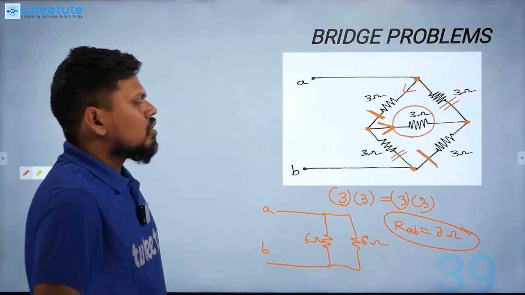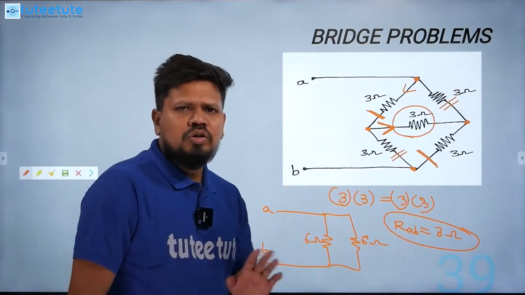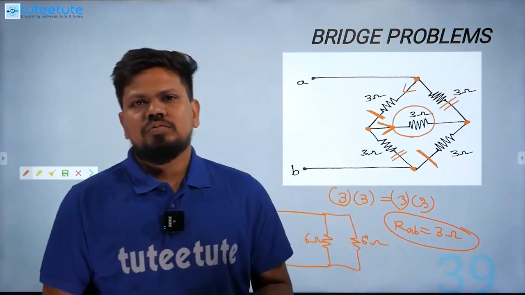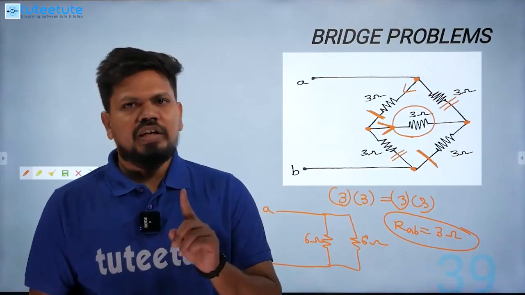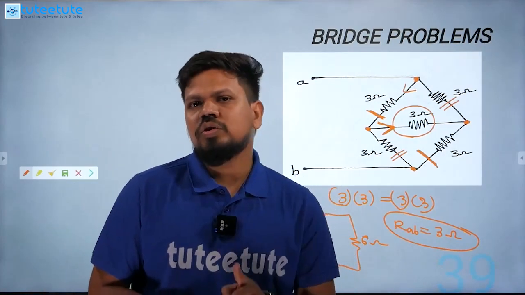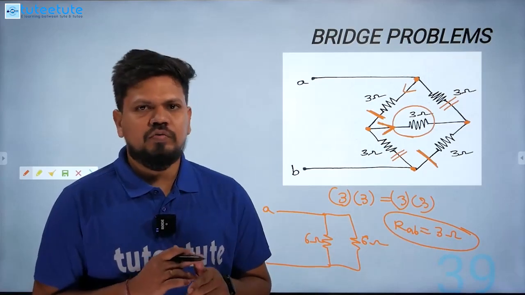Understood, right? RAB equal to 3 ohms. This is a simple problem, okay? No need to worry. They will not give very difficult problems in bridge circuits, only tricky problems. So you have to know the procedure, how to answer this type of question, okay?